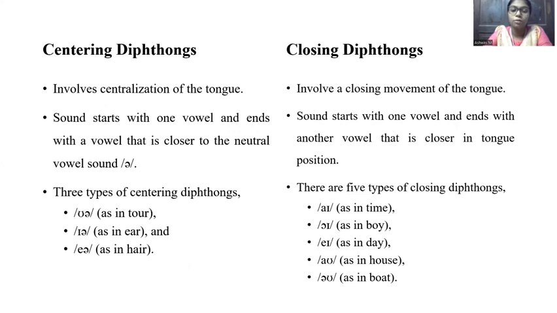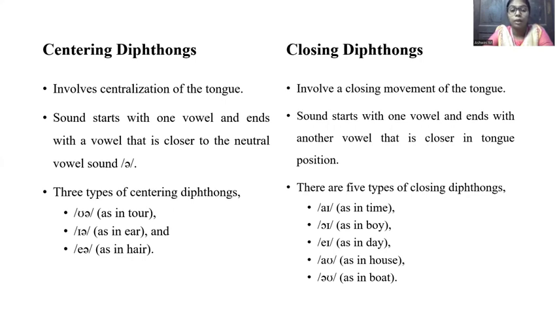The centering diphthongs involve centralization of the tongue, and in these diphthongs, the sound starts with one vowel and ends with a vowel that is closer to the neutral vowel sound. For example, the English word air has a centering diphthong, which starts with the close mid vowel sound and ends with the sound close to the neutral vowel sound. There are three types of centering diphthongs: ua as in tour, ear as in ear, and air as in hair.